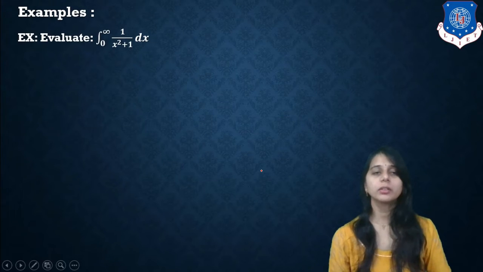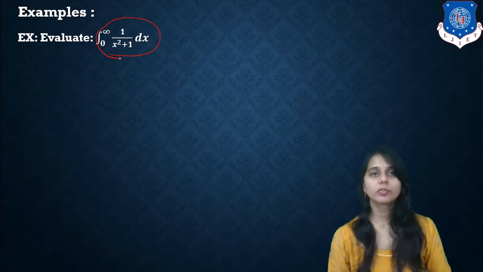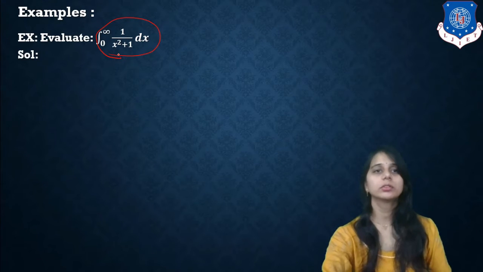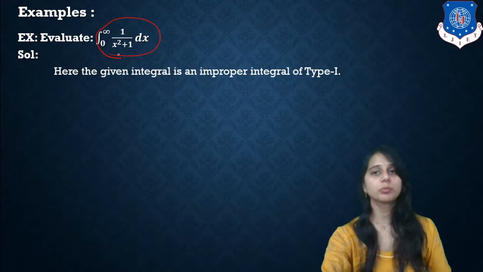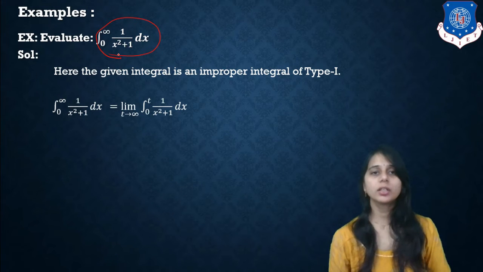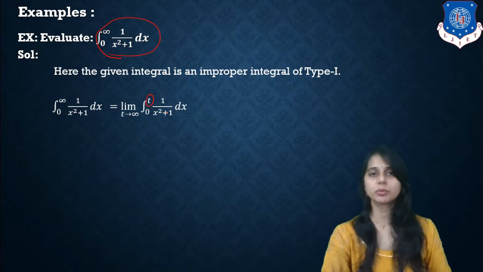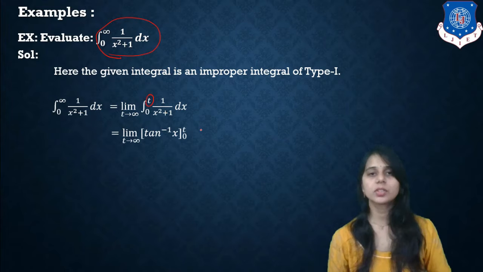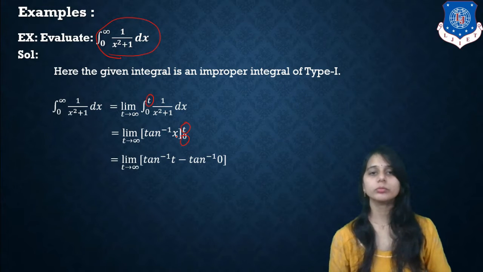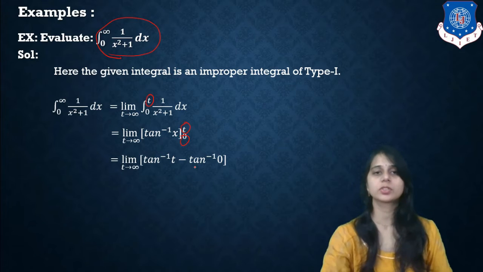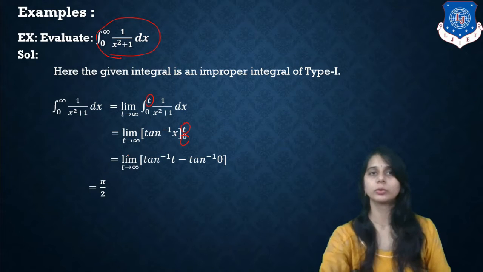We are taking one example. The integral from 0 to infinity of 1 upon x square plus 1 dx. Now the integral is improper of type 1. We take the limit as t tends to infinity, replacing infinity with t. We get tan inverse x, with upper limit t and lower limit 0. So it is tan inverse t minus tan inverse 0. So it is pi by 2.